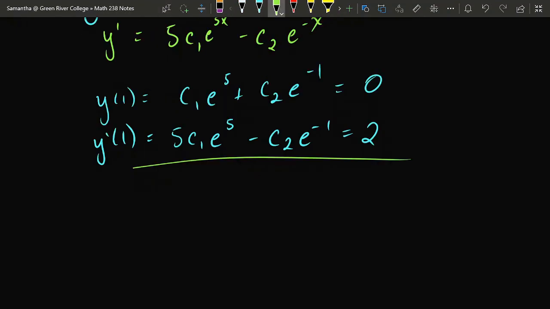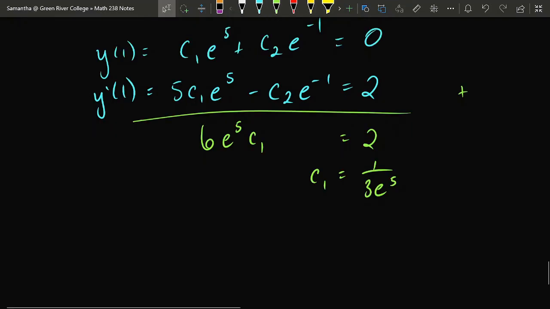Now because we have obtained two terms which are exact opposites in the second position here, I'm going to go ahead with the method of elimination and add these two equations together. That causes the c2 terms to cancel out, and that leaves me with 6 e to the 5th power c1 is equal to 2. And therefore c1 is equal to 1 over 3 e to the 5th power.